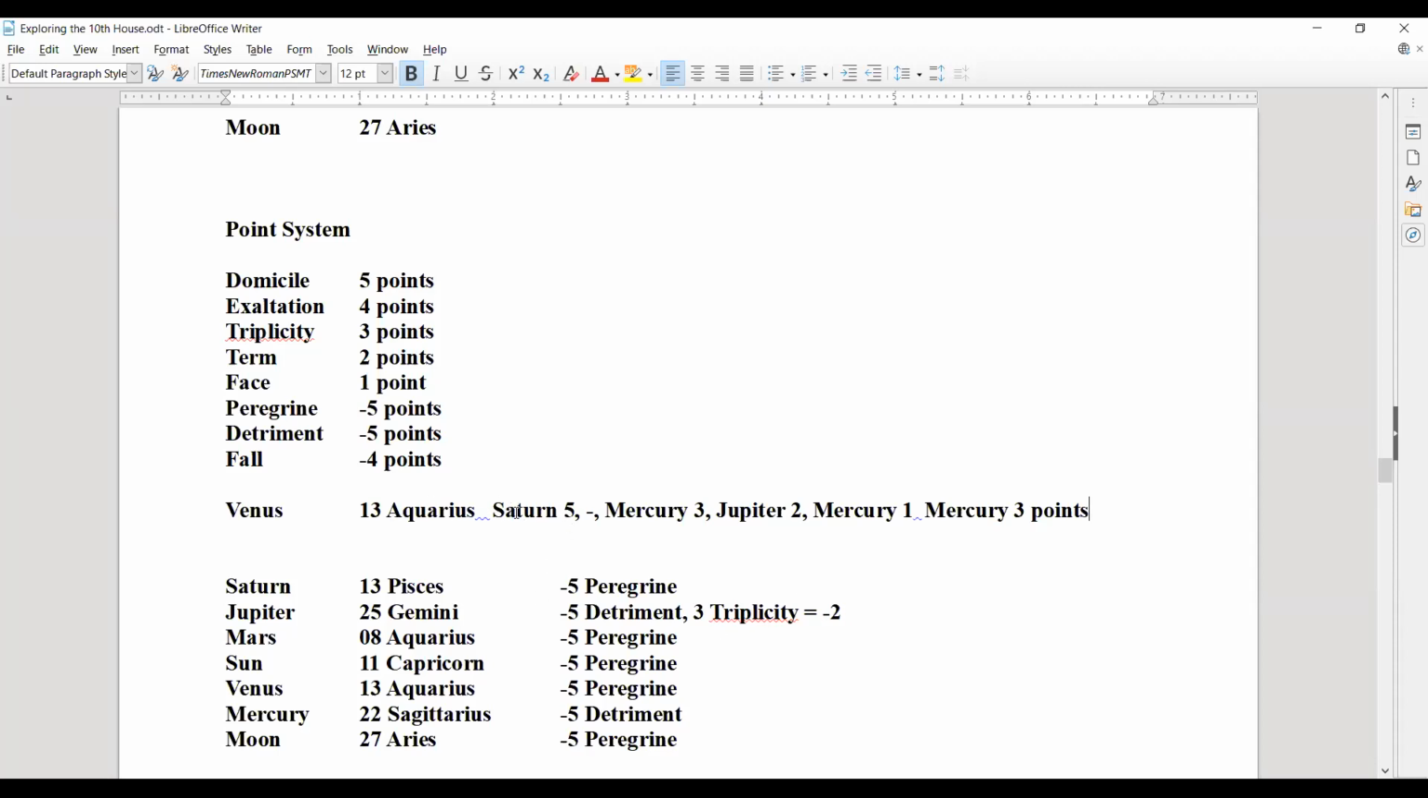At 13 Aquarius, Saturn gets 5 for domicile. No one gets 4 because no one is exalted. Mercury gets 3 for triplicity. Jupiter gets 2 for term. Mercury gets 1, which gives Mercury 3 points. So he's actually the most dignified planet in that degree of that sign.